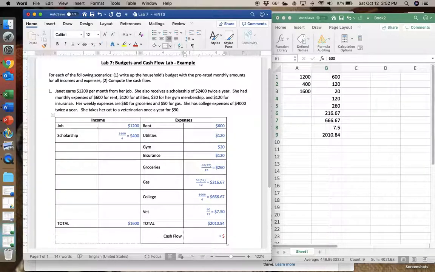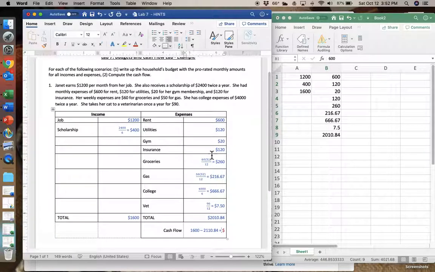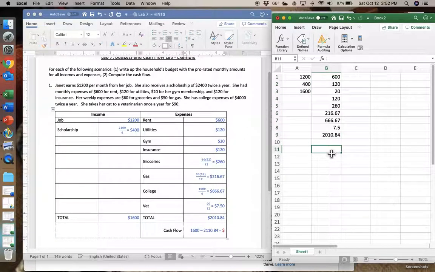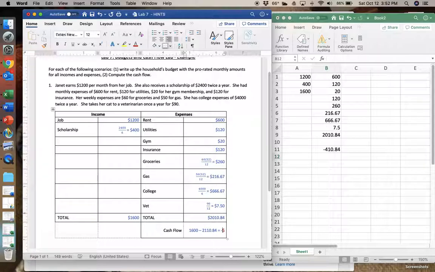What is her cash flow then? So what we're going to do then is we need to take how much she makes each month and subtract off how much she spends. Oh, it looks like she's got issues. So I'm going to do that here in Excel. I can just hit equals the amount of her income minus the amount she spends, and we can see that it's negative $410.84.